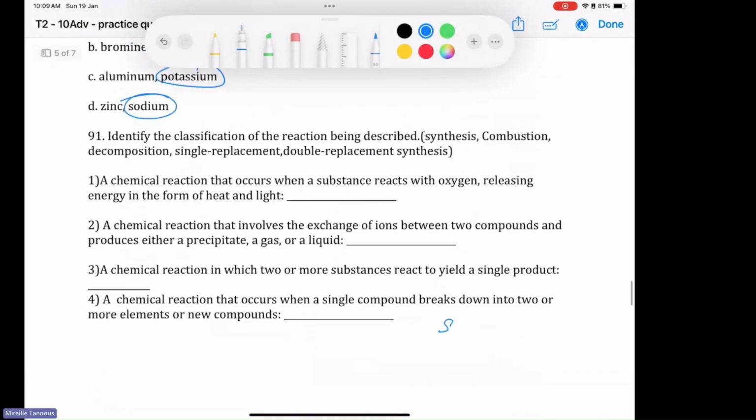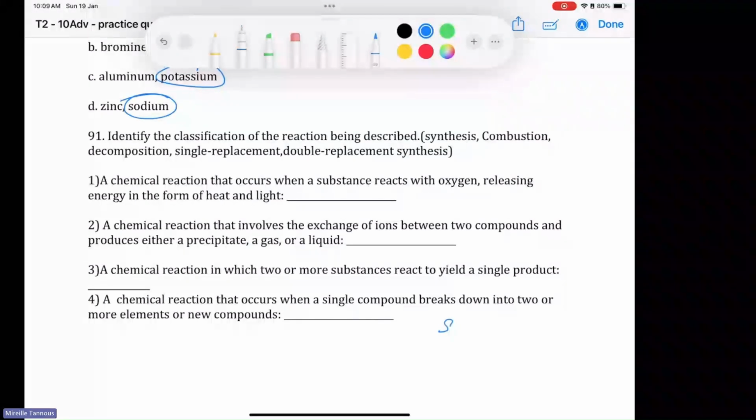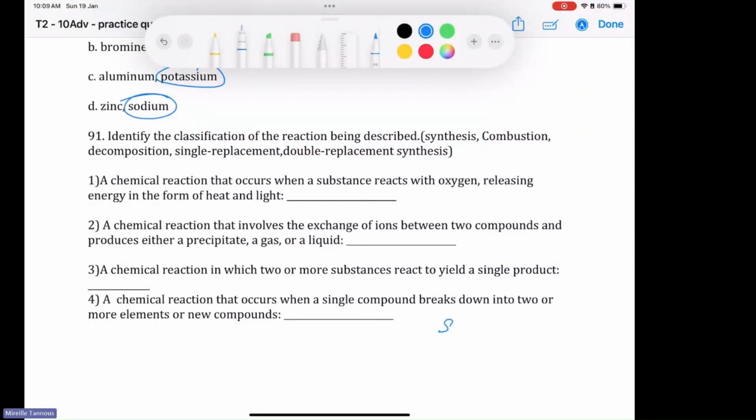Next, identify the classification of the reaction being described. Synthesis, combustion, decomposition. These are the definitions, and it's a must to know these definitions. A chemical reaction occurs when a substance reacts with oxygen. Plus, you can stop. This is combustion.